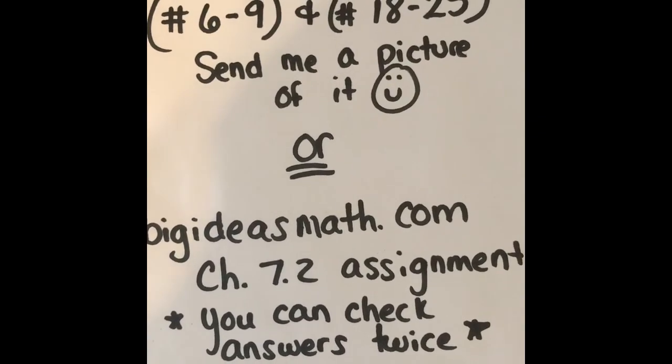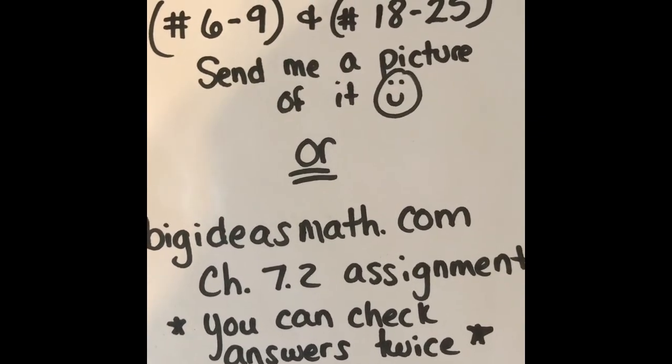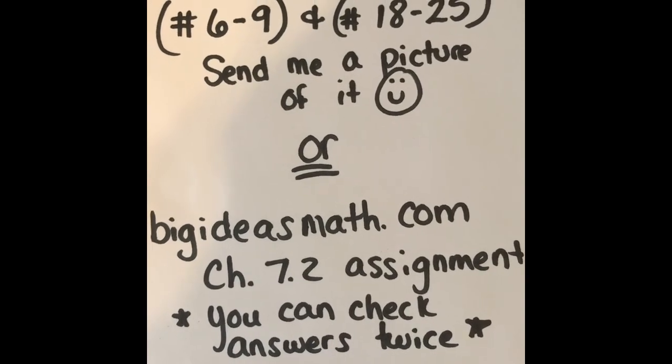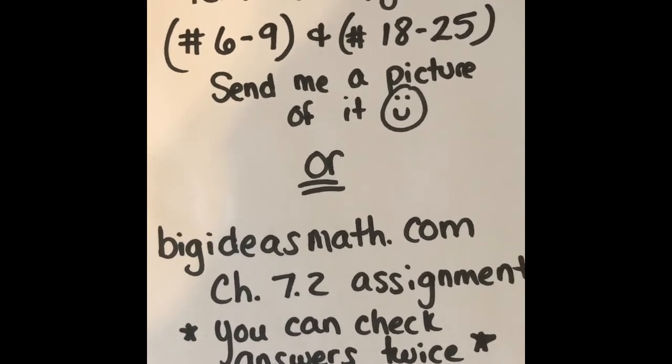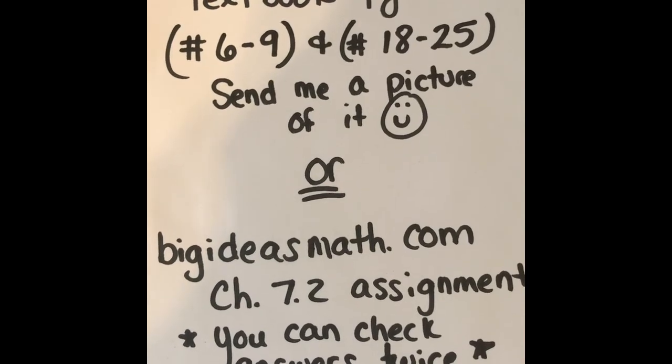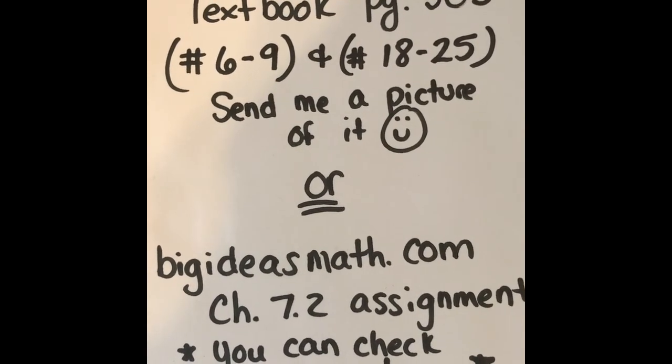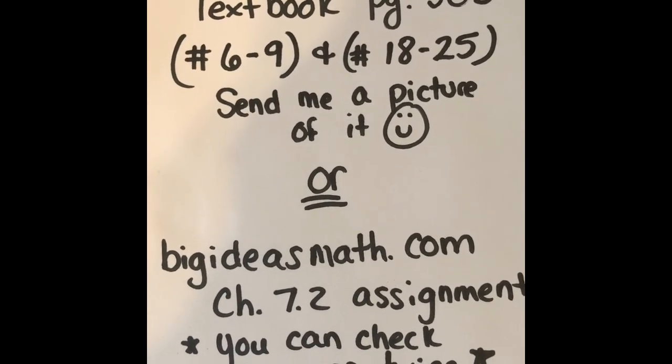If you don't want to do the textbook assignment there, you can go ahead and do bigideasmath.com. You'll see there's a chapter 7.2 assignment in there, and you can check your answers twice. That will go directly to me, so you don't have to worry about anything with that. It'll already be submitted. Okay, so either one of those, good luck. Email me if you have any questions at all.